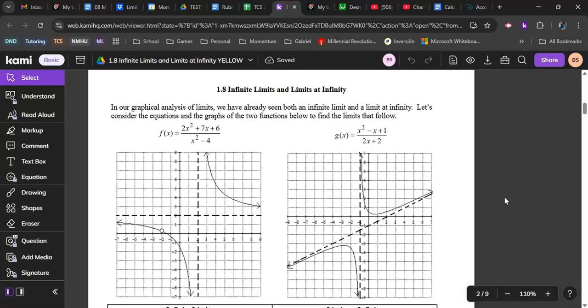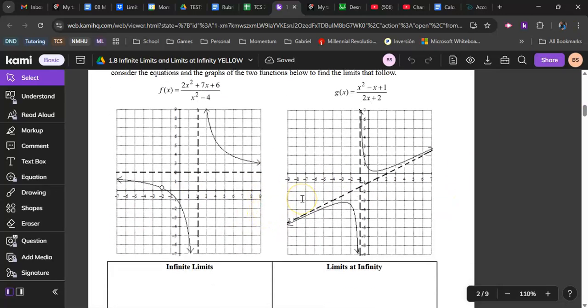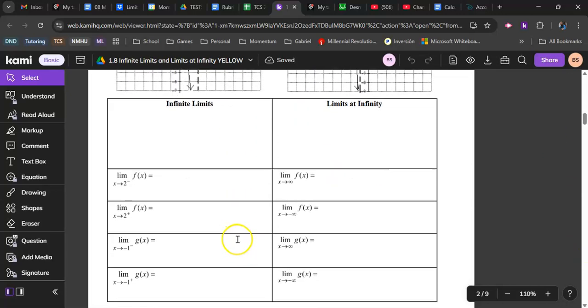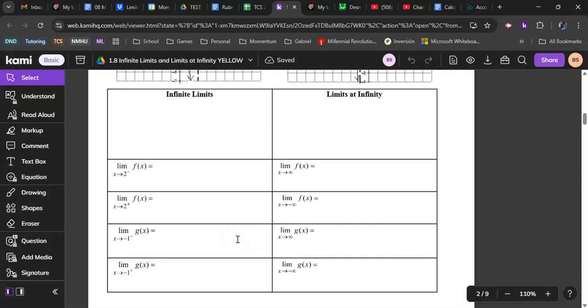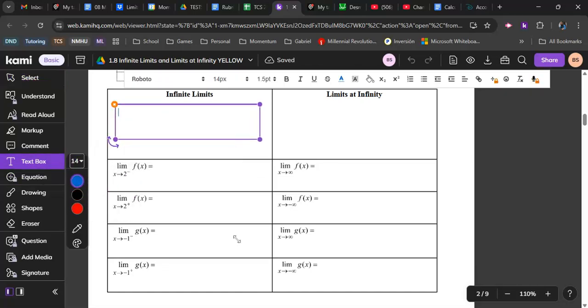All right, in our graphical analysis of limits, we've already seen them, as I just mentioned. Let's consider what's going on in these two particular graphs. Both of these graphs are rational expressions, right? Rational graphs. So if I look down here, the limits at infinity, and then, no, let's do infinite limits first. I put them in that order for a reason.